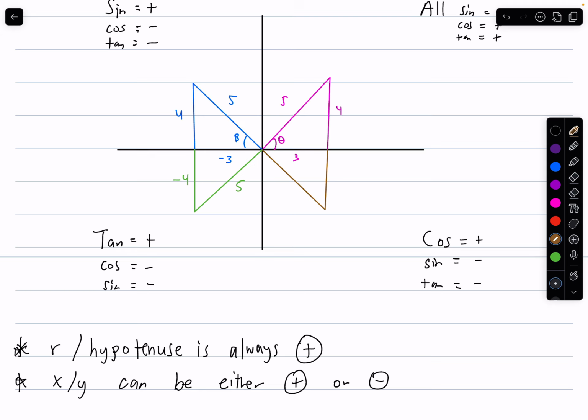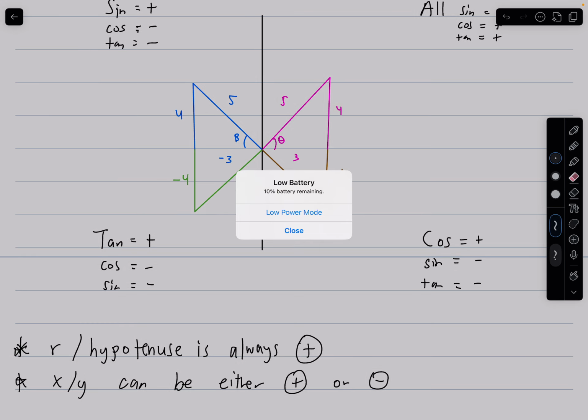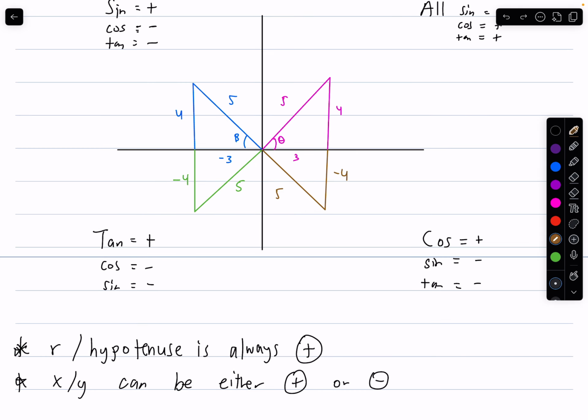If we're following the same pattern, this is -4, this is 5. So if we look, cos is adjacent over hypotenuse, which is a positive number. Sine is opposite over hypotenuse. Tan is opposite over adjacent. So we're going to get negative for both of those as well.